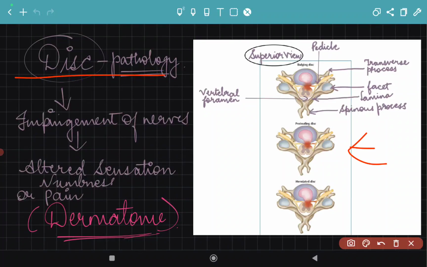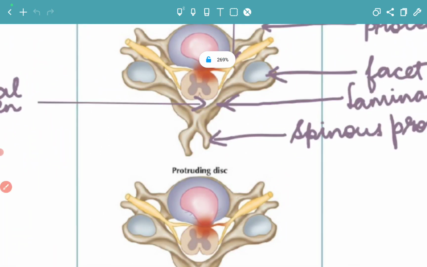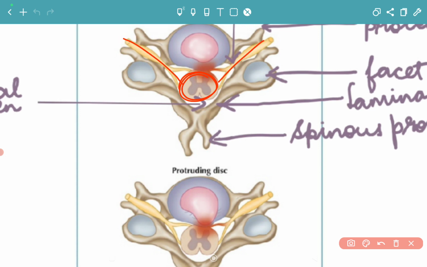Over here we can see the superior view of the vertebra. We can appreciate there is a disc, there may be a bulging disc. We can appreciate in the vertebral foramen there is this spinal cord, and laterally the nerve roots are emerging this way. So this is the bulging disc over here which may cause tension on the spinal cord. There may be a protruding disc as shown below. This is the protruding disc.